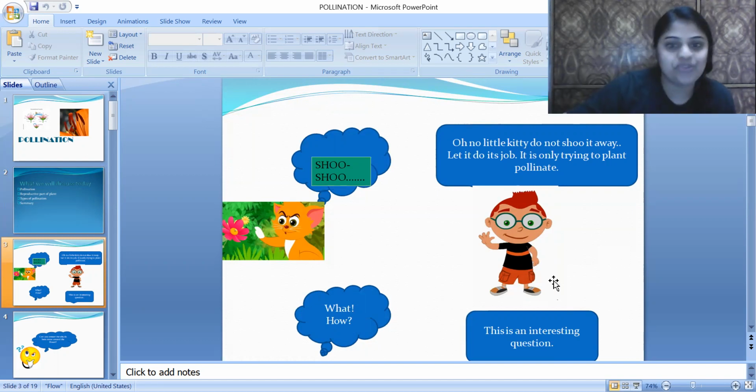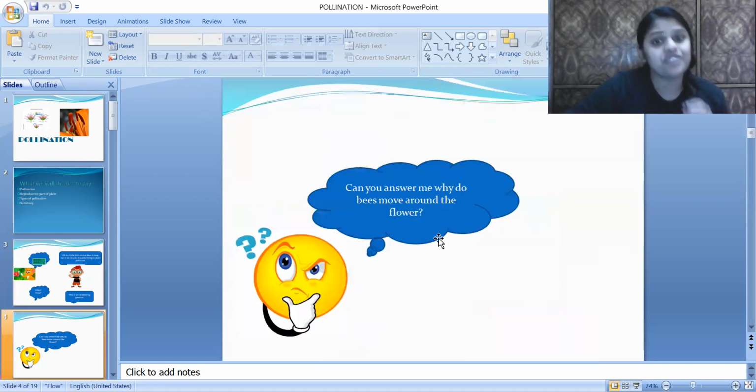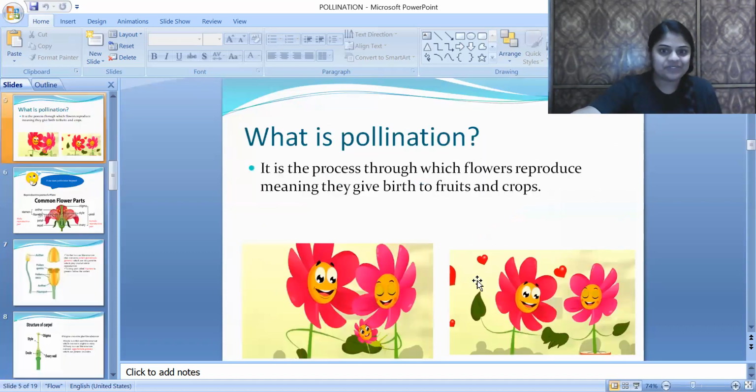Okay. So again, I have an interesting question for you. Can you answer me? Why do bees move around the flower? I hope you all observed this. Okay. Can you answer me? Let me know in the chat box. So let us try to find its answer.